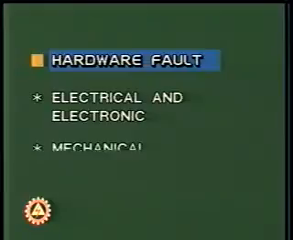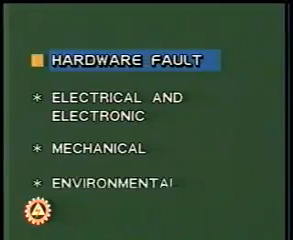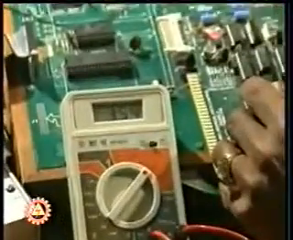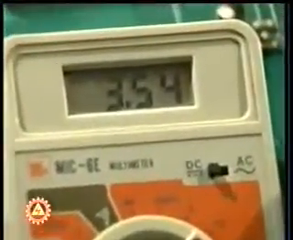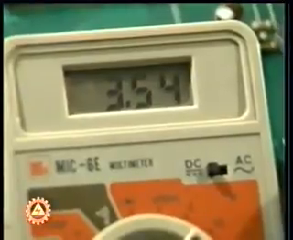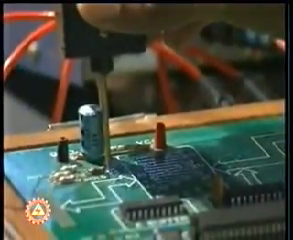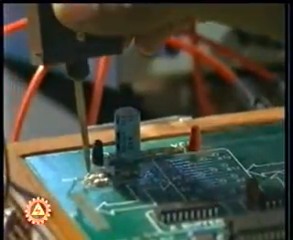Hardware faults are caused by problems such as electrical and electronic, mechanical, and environmental. Electrical and electronic faults may be due to power supply faults. For example, a low voltage of 3.5 volts instead of 5 volts can cause malfunction in the system. Low-level bus signals, for example, a lowering of logic level to 1.5 volts, may cause erratic system operation.